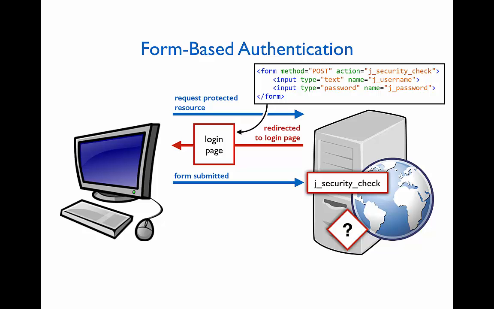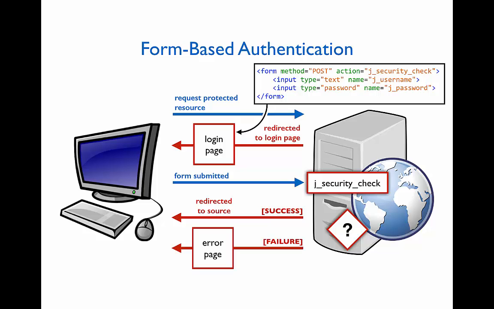If the user does have permission, the original resource is sent. If the user does not have permission, then the client is directed to a custom error page. And that is form-based authentication. But there's one thing we didn't really mention here. When the client makes the second request, it requests the j_security_check resource. Since requests are stateless, how does the server know what resource was originally requested?